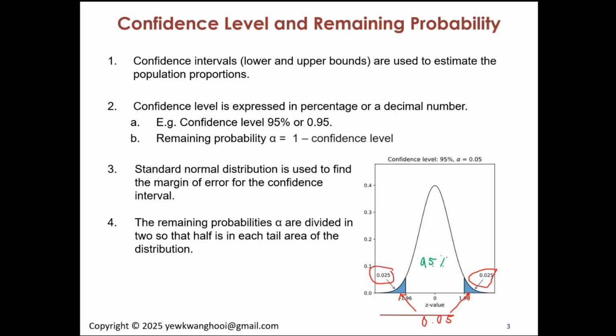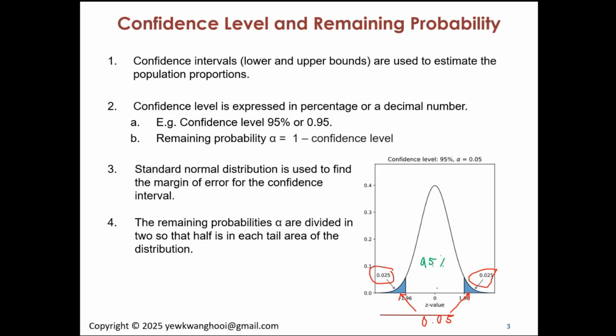Now, remember I mentioned proportion? Proportion is made up of two categories: either it belongs to the category or it does not belong to the category. So we want the proportion to be under the unshaded part here.